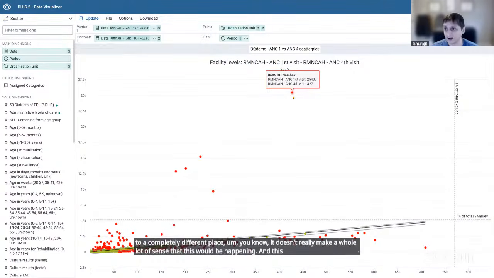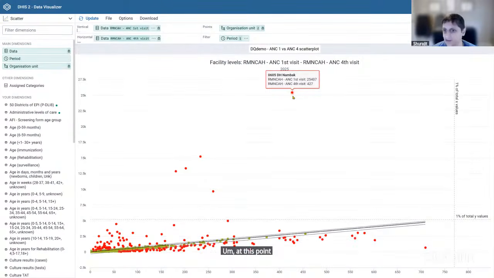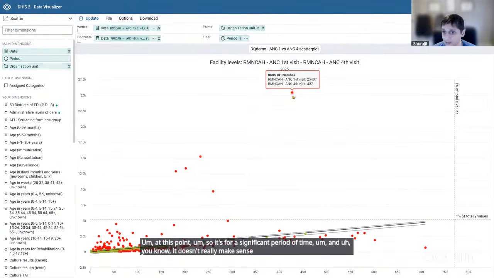And this is for the entire year. Now we're into November, so we would have the data at least until October at this point. So it's for a significant period of time, and it doesn't really make sense. So we want to investigate that further.